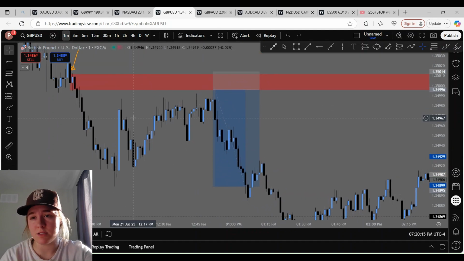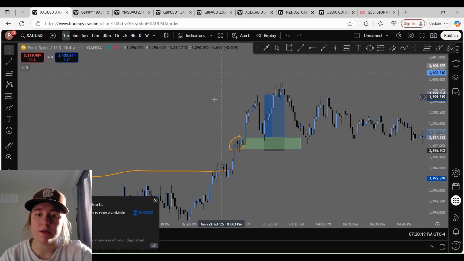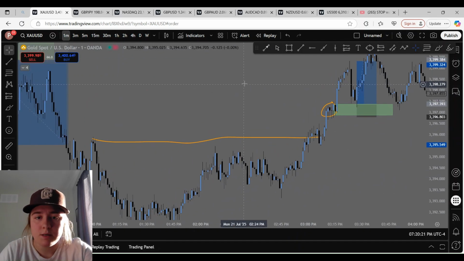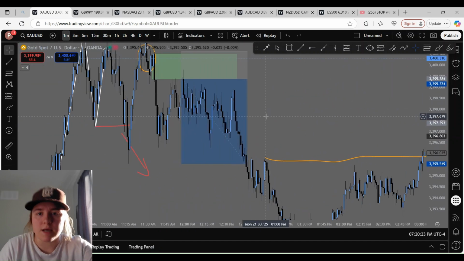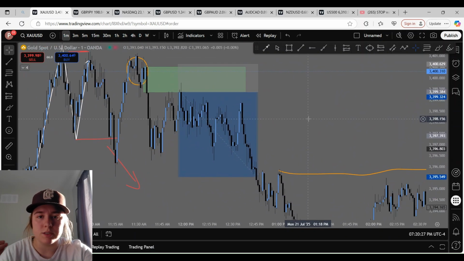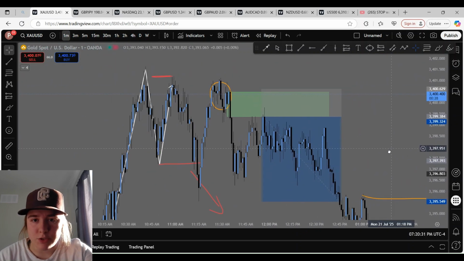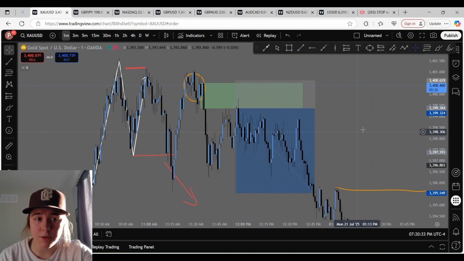Speaking of pairs, this is on GBP USD. As you can see, now we're gonna go to gold and show you. Trends are everywhere. That's kind of the whole point of price action, market structure is trends. There's trends everywhere. It's patterns. It's what it is. As you can see, same thing with gold.